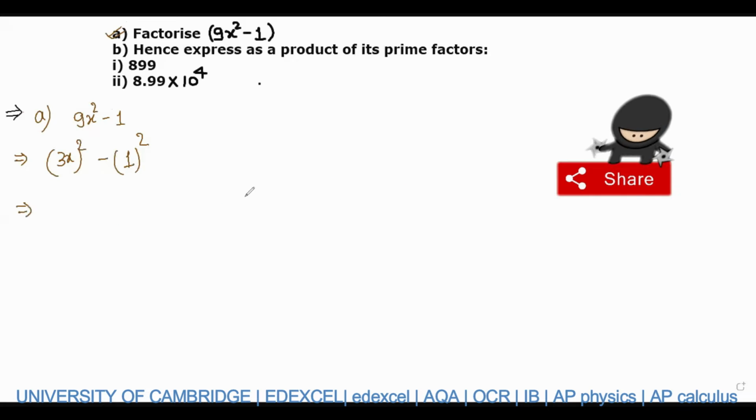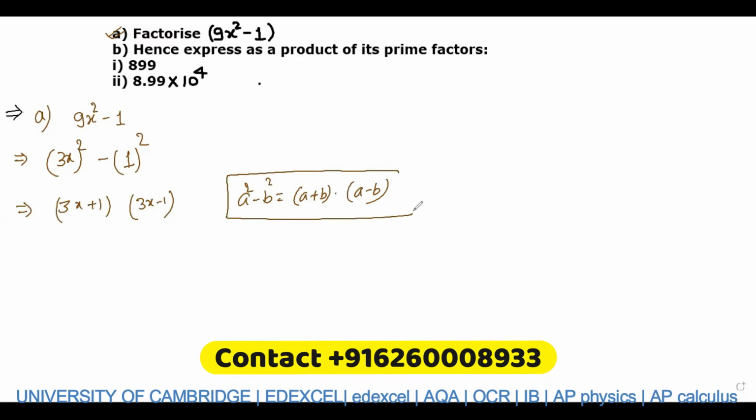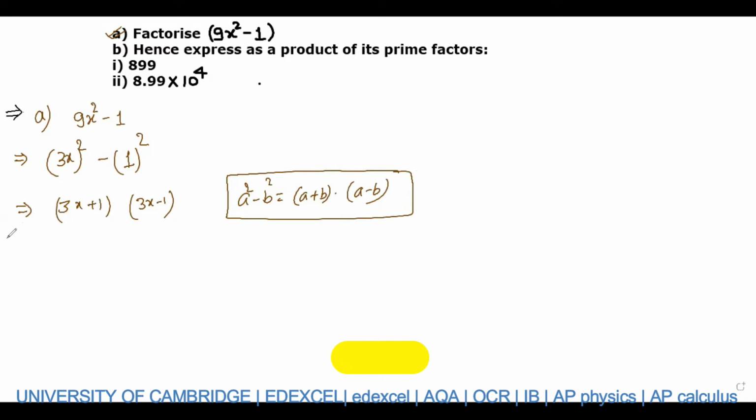So if you apply the identity of a square minus b square, that is equal to a plus b into a minus b, you may write it as 3x plus 1 multiplied by 3x minus 1. So please note this identity. This is a very common identity. So it completes our first part.